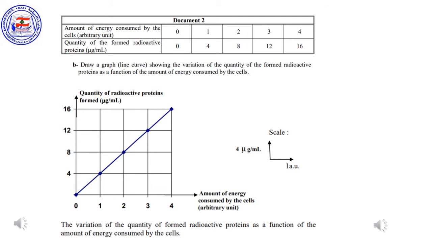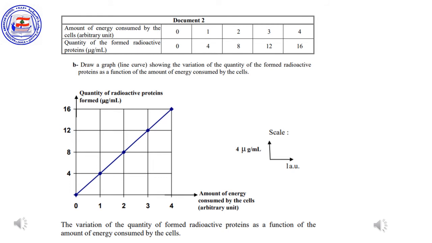After that, choose the correct scale. X-axis 0, 1, 2, 3, 4. The difference is 1, so we can take that every 1 centimeter represents 1 AU, 1 arbitrary unit, because on the x-axis we have the amount of energy consumed by the cells. And directly plot it, so 0, 1, 2, 3, 4.